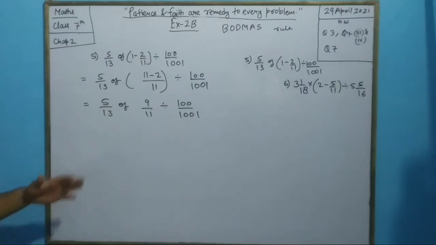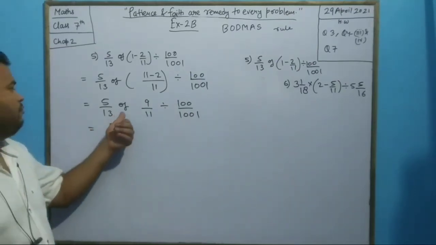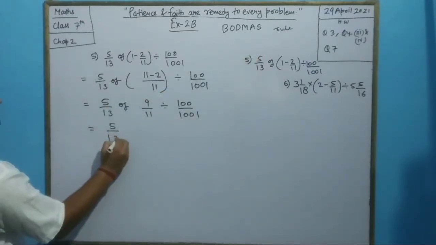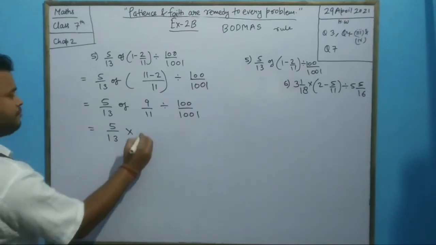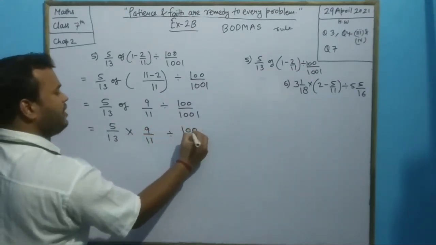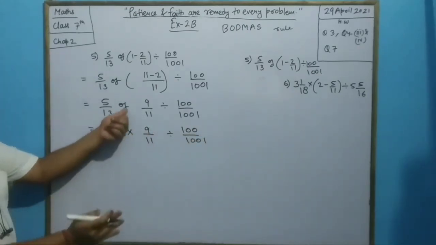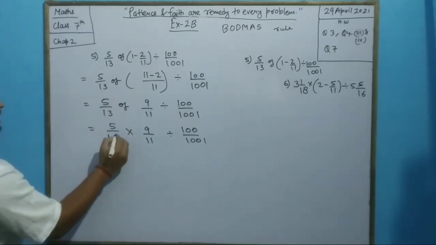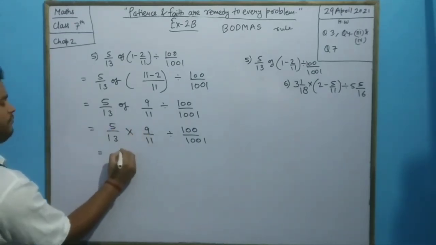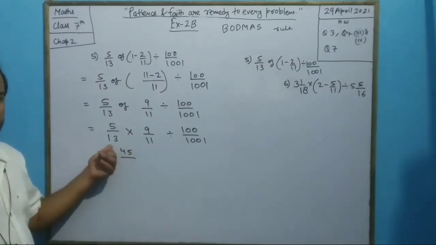Again, now there are two operations left, of and division. Of comes first, then comes division. So operate of first. Of is multiplication, 9 upon 11, divided by 100 upon 1001. Operate it first because it is of. Is there something common factor? Nothing is common. 5 into 9, 45. Again, 11 into 13.